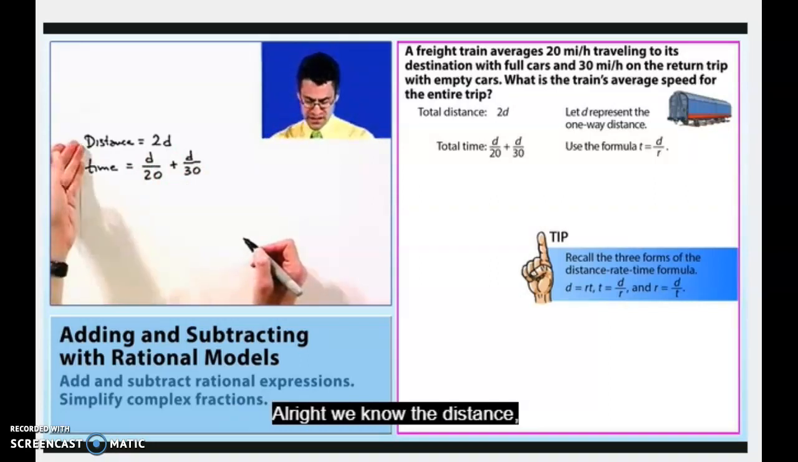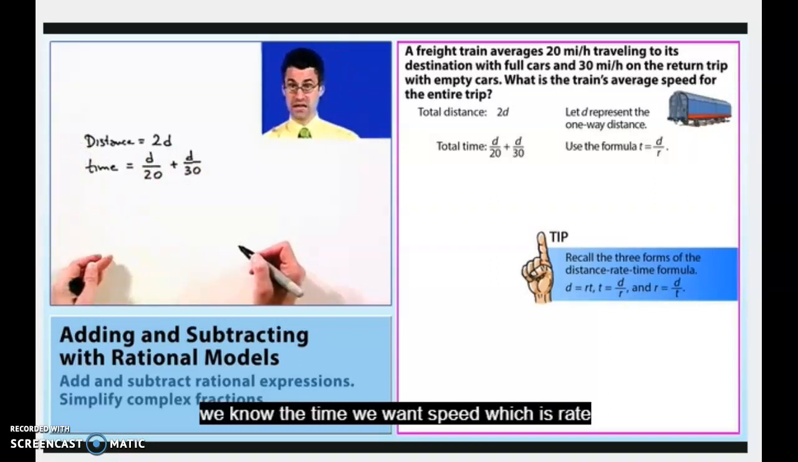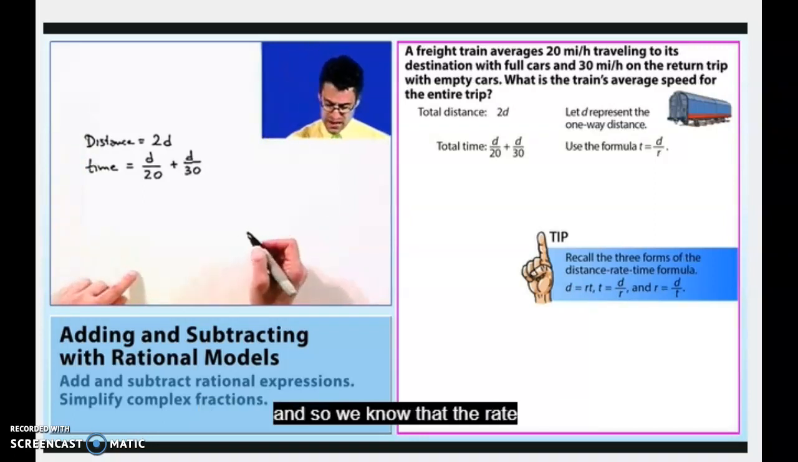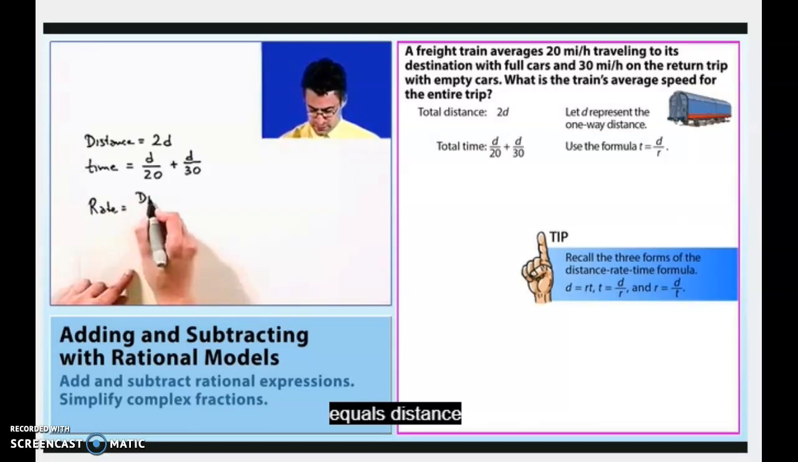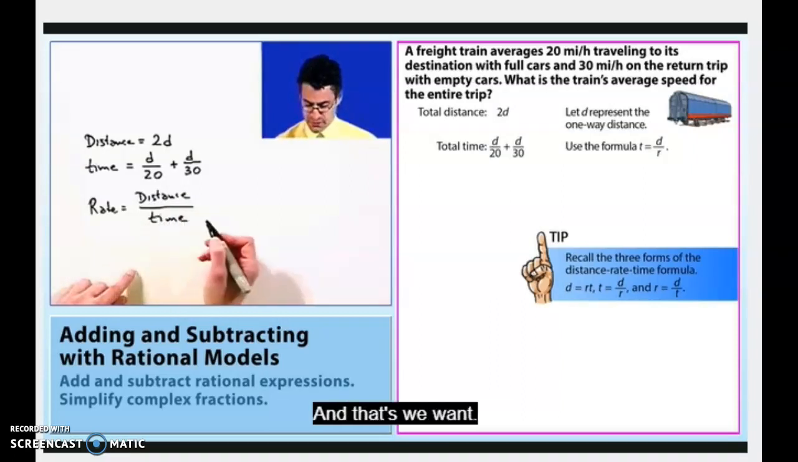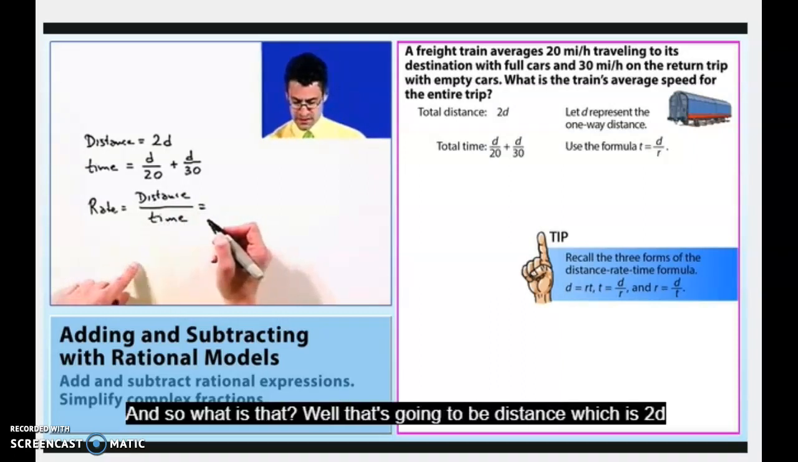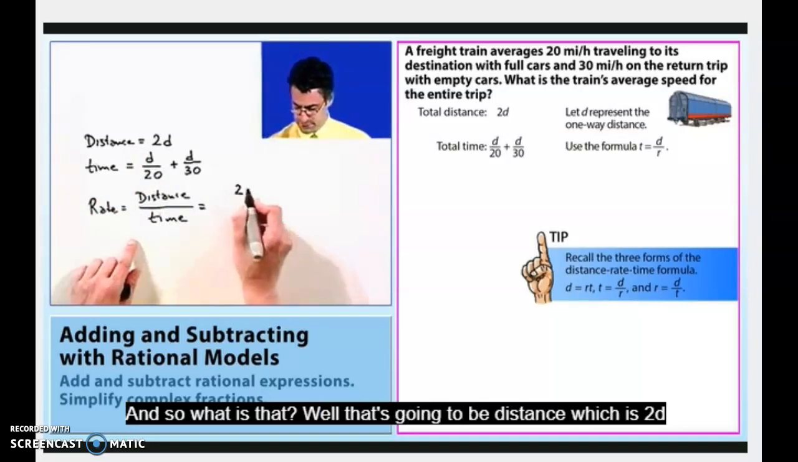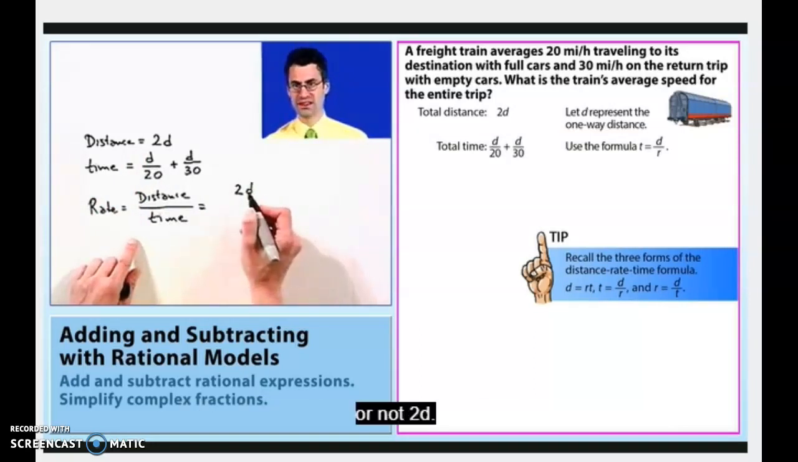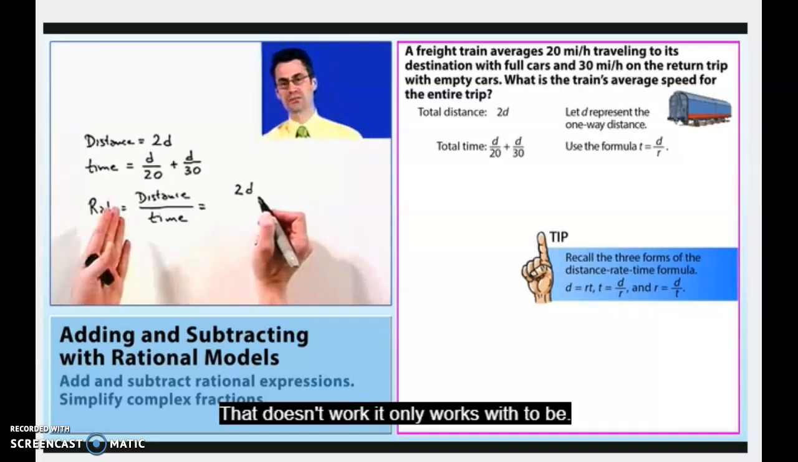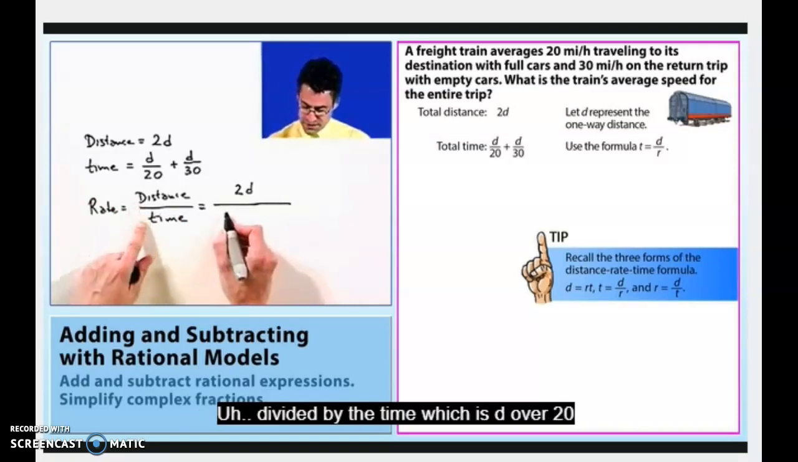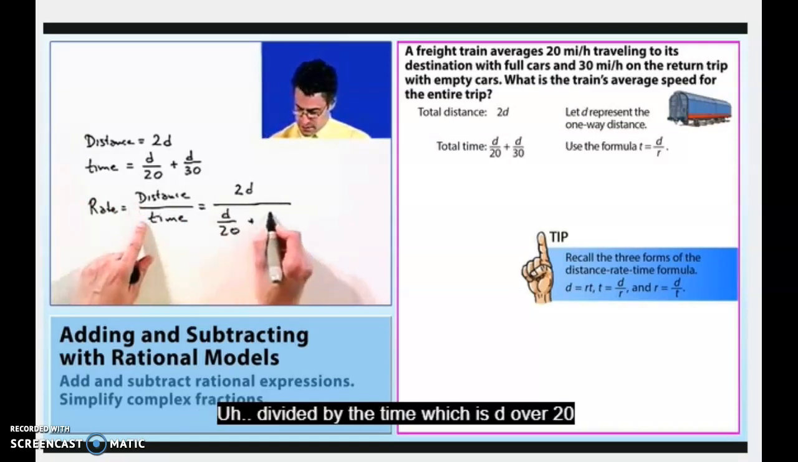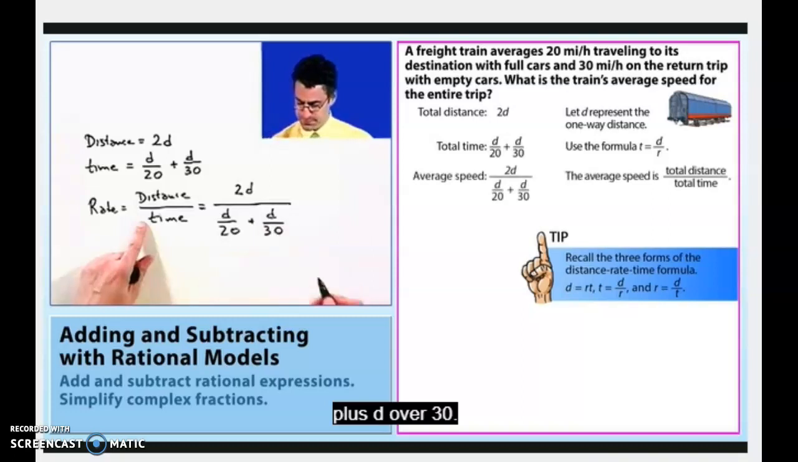All right, we know the distance, we know the time, we want speed, which is rate, and so we know that the rate equals distance divided by time. And that's what we want. And so what is that? Well, it's going to be distance, which is 2d, or not 2d. It doesn't work. It only works with 2b. You know, you'd think it would work with other letters. Divided by the time, which is d over 20 plus d over 30.